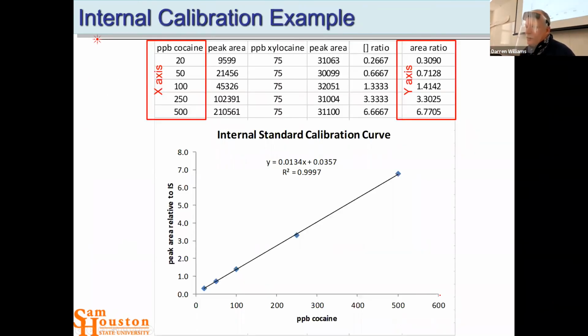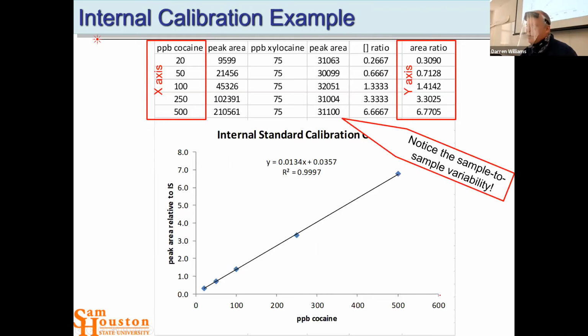And so what we do is we put in an amount of xylocaine. This is sort of related to cocaine, but different. And notice that we put the same amount of xylocaine in every sample. So we redid our calibration, 20 through 500. We get peak areas for that. We put in 75 parts per billion of xylocaine in each standard.